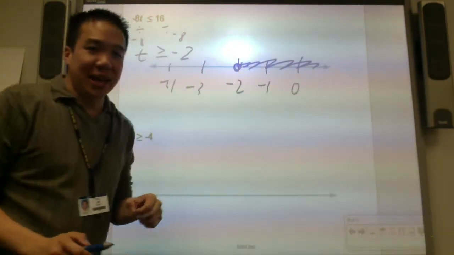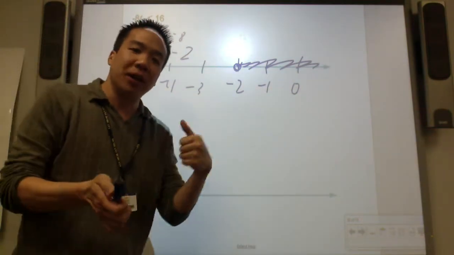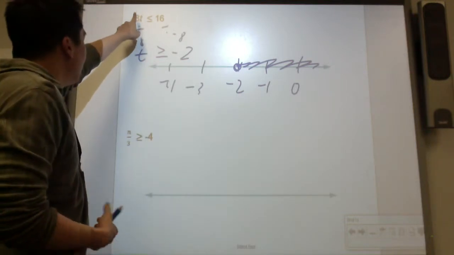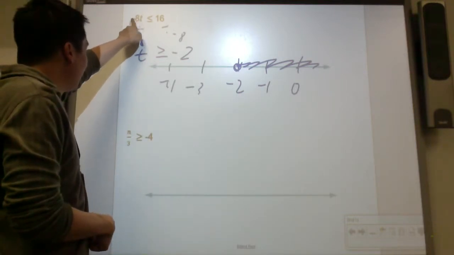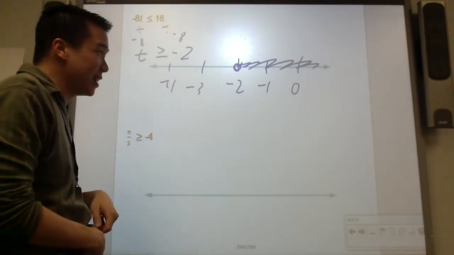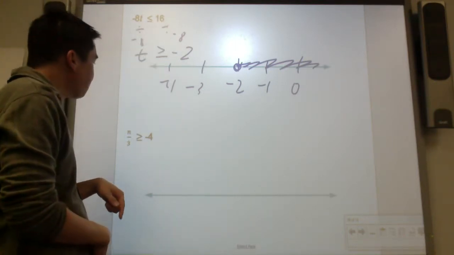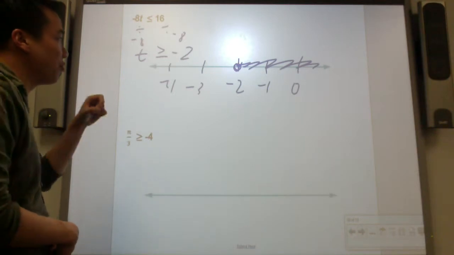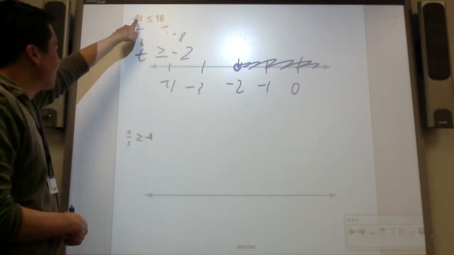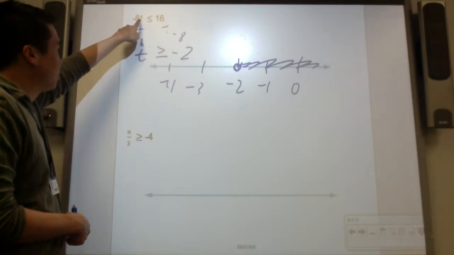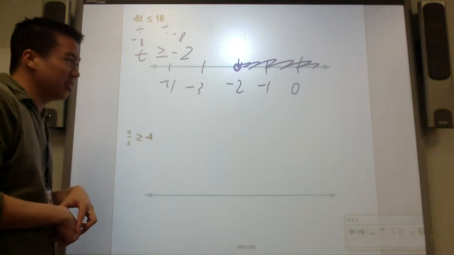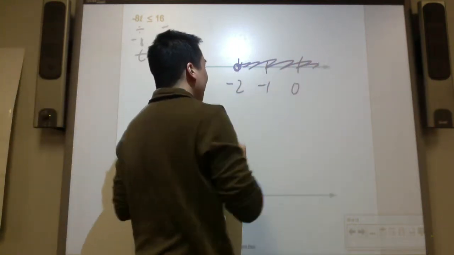But this is the big test. Why are we flipping that inequality sign? If I plug in 0, negative 8 times 0 is 0. Is 0 less than or equal to 16? It is. If I had not flip-flopped that sign, I would have said negative 4. Negative 8 times negative 4 is positive 32. Can 32 be less than or equal to 16? No. That's why you have to face to the right.